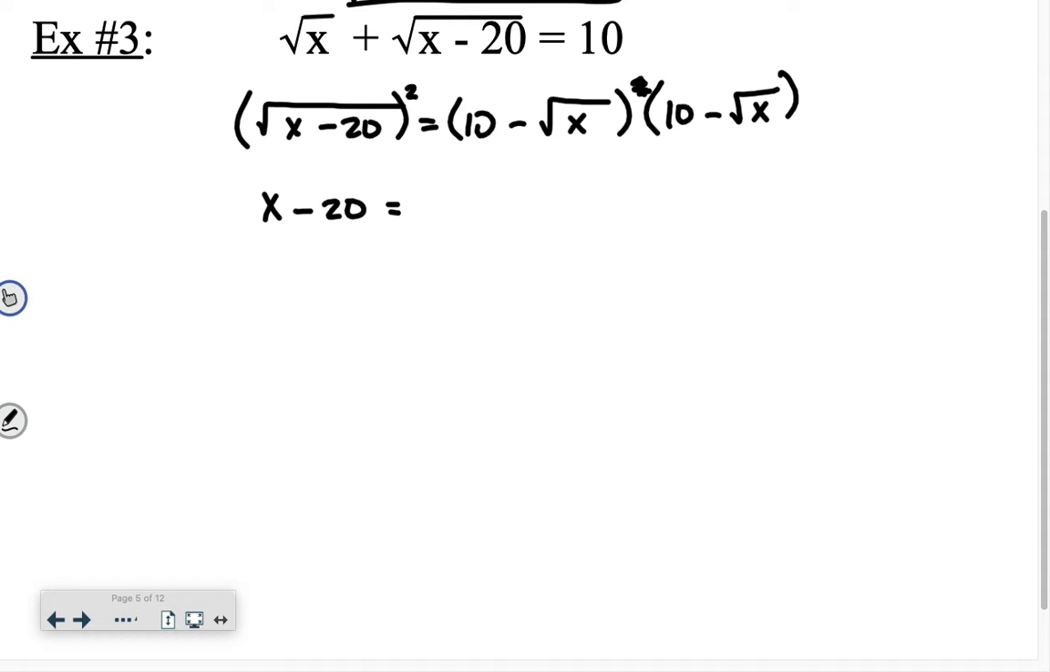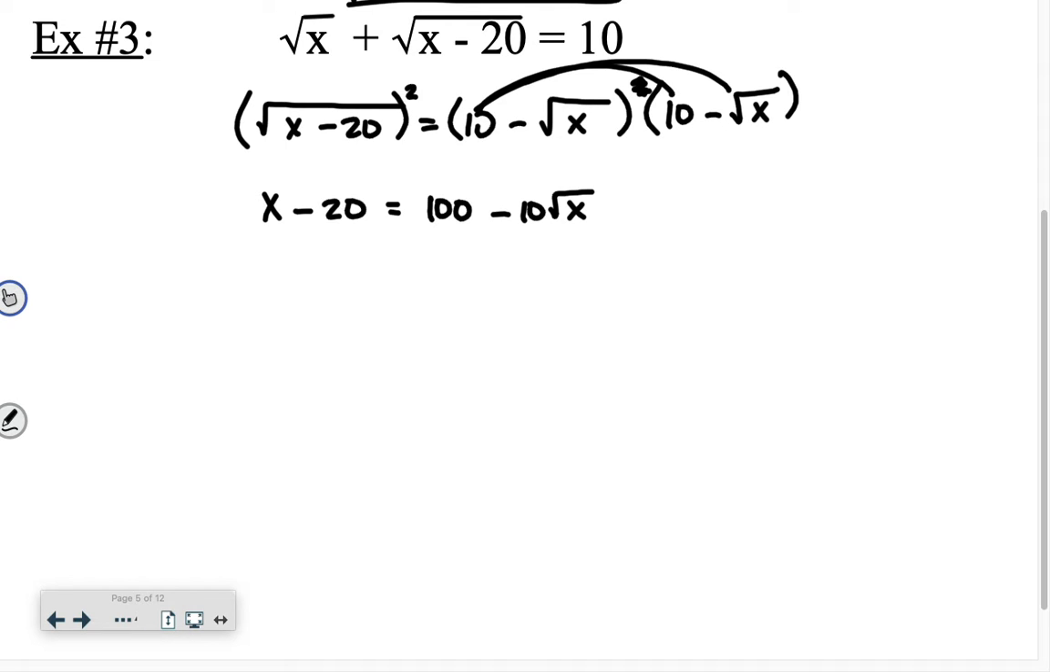Okay? So, let's start the process. I'm going to take the 10 and distribute. 10 times 10 gives me 100. And then we're going to multiply that by that negative square root of x. Reminder, when you multiply square roots, anything that's not under a radical stays on the outside. Anything that is under a radical stays on the inside, stays underneath. Okay? So when I multiply 10 times negative square root of x, I just get negative 10 square root of x. Okay? 10 isn't under a radical to begin with, so it stays on the outside. X is, so that stays on the inside.